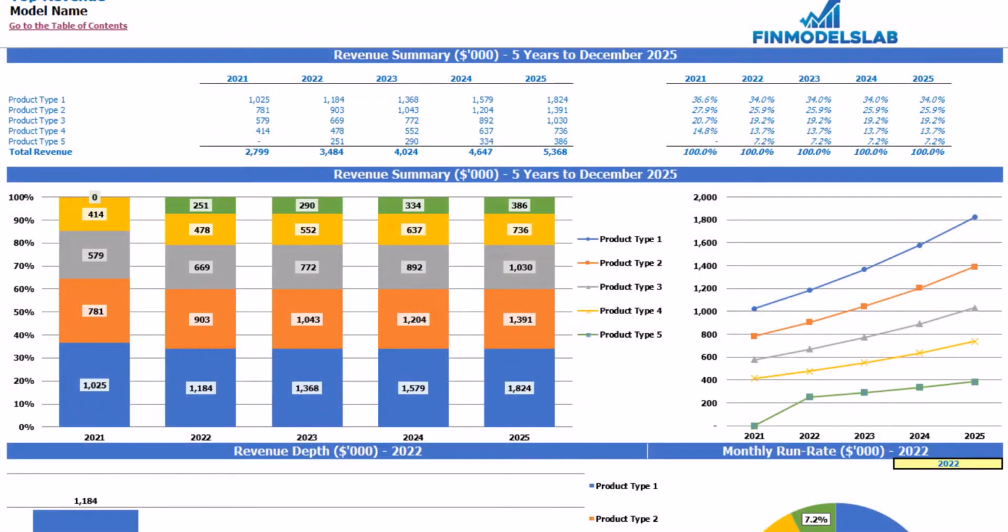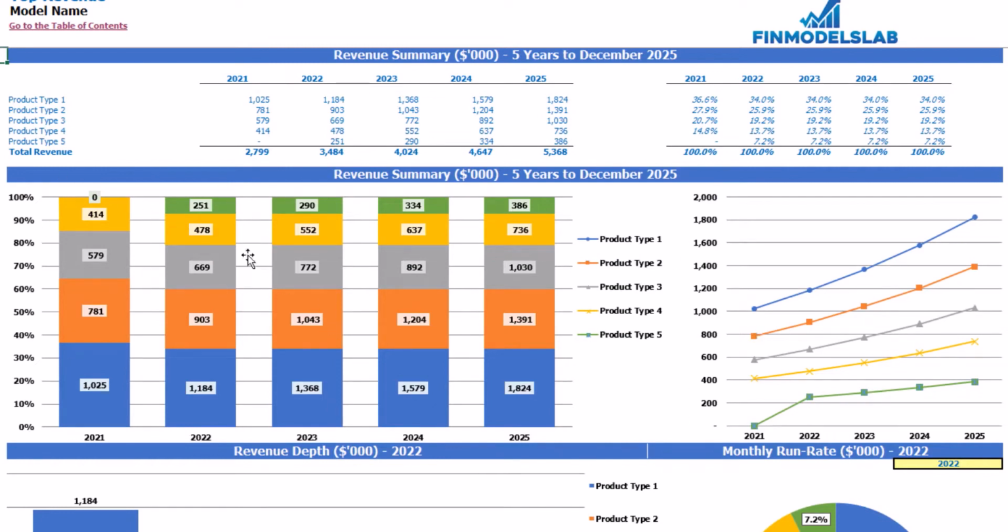On the top revenue tab you may see the absolute values of your revenue breakdown by product types and percentage breakdown. So on the top you can see this in tabular form. You have 5 product types and 5 years, and you can see the absolute values of your revenue. And on the right side you can see the percentage breakdown. Below you can see the same information in graphical form.